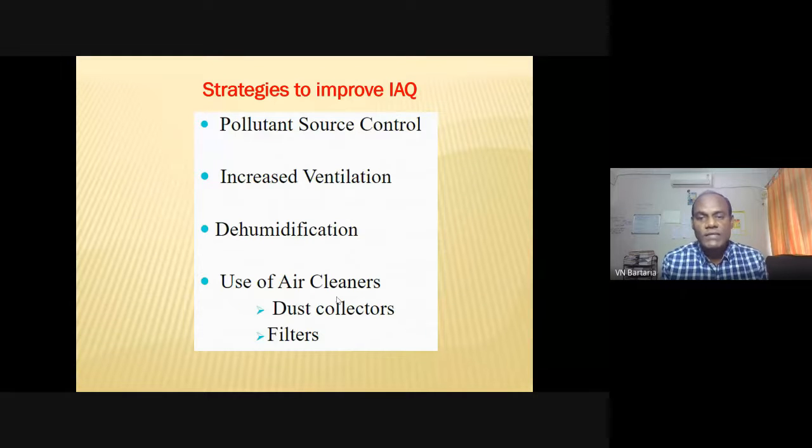Use of air cleaners, dust collectors, filters. If the situation is very critical, if the indoor air quality is very poor, such as in restaurants, if the kitchens are closely associated with the restaurant and the ventilation is not proper, or in several industries, if the ventilation is not proper, then it may lead to very poor indoor air quality. So they need to use air cleaners, dust collectors, filters, so that the indoor air quality could be improved.